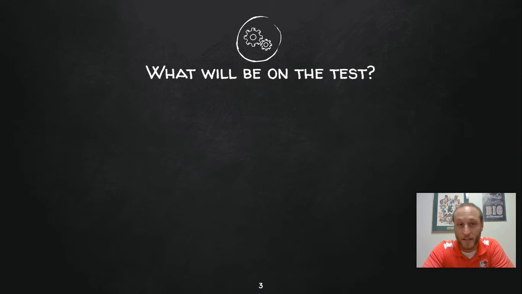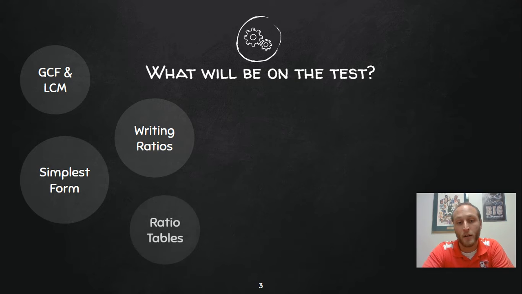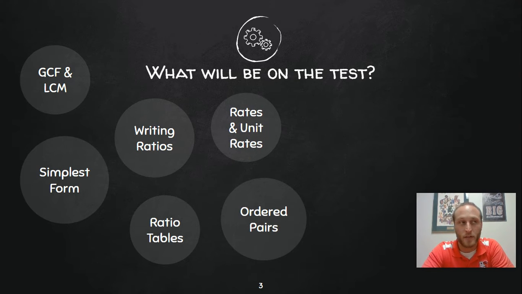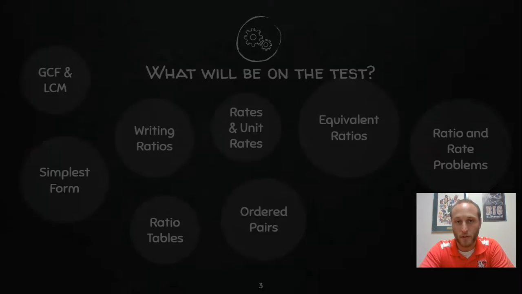So what's going to be on the test? All right, we're going to practice all of our skills today, but here's what's going to be on the test. You're going to have GCF and LCM, greatest common factor and least common multiple. You're going to have to write ratios, put ratios in simplest form, ratio tables, rates and unit rates, ordered pairs, which is going to be used with graphing, equivalent ratios, and ratio and rate problems. So these are the skills that we have learned so far this year.